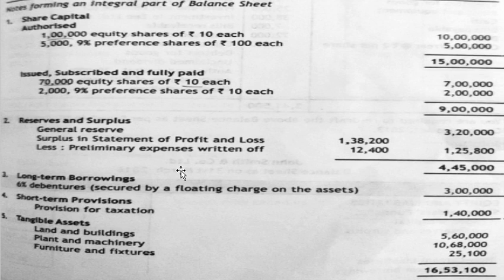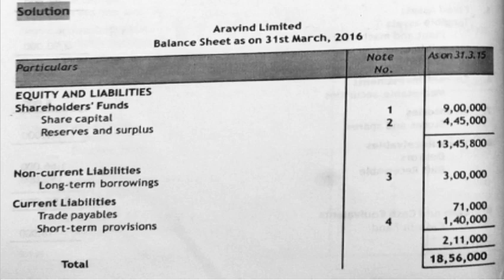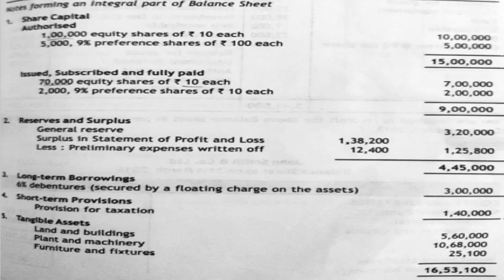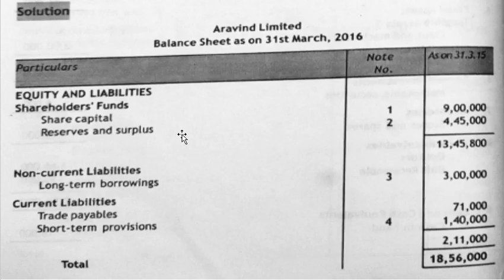So let us start preparing the balance sheet of the company. We'll start with Arvind Limited balance sheet as on 31st March 2016. First item is equity and liabilities. Under equity and liabilities, shareholders' funds, share capital. According to working note 1, we have got 9 lakh, which is the subscribed amount. So 9 lakh is your equity share capital. Next is your reserves and surplus, working note 2. The total we have got is 4,45,000, which will be considered in the problem. So your equity total is 13,45,800.